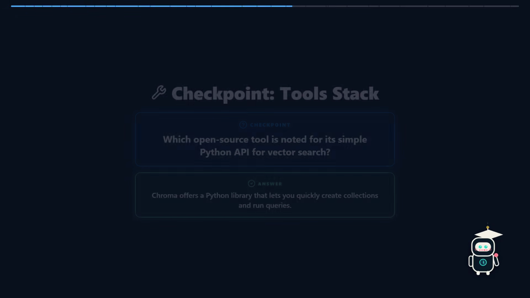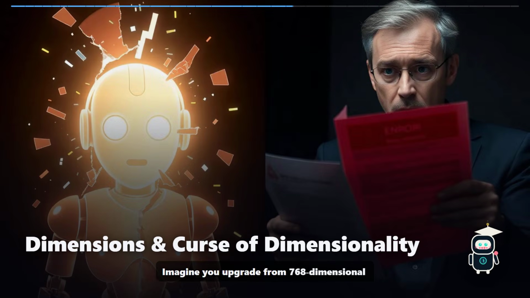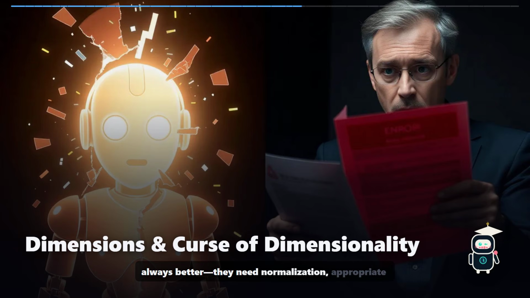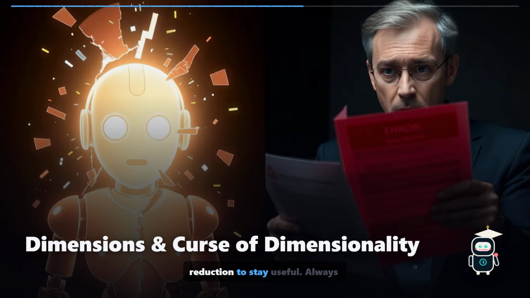Imagine you upgrade from 768-dimensional embeddings to 3072-dimensional ones. In that ultra-high dimensional space, the curse of dimensionality can make all points appear roughly the same distance apart. That kills similarity search because there's no clear nearest neighbor. High dimensions aren't always better. They need normalization, appropriate indexing, and sometimes even dimensionality reduction to stay useful. Always benchmark your recall when you change embedding models.